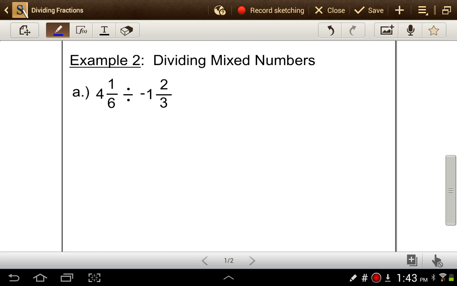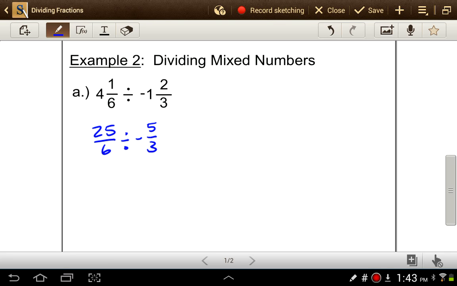In our next example, we're going to have mixed numbers. So, step 1, remember, was to turn mixed numbers into improper fractions. 4 times 6 is 24, plus 1 is 25. So it's 25/6 divided by 3 times 1 is 3, plus 2 is 5, negative 5/3. The negative does not affect your process. It just makes your answer negative.